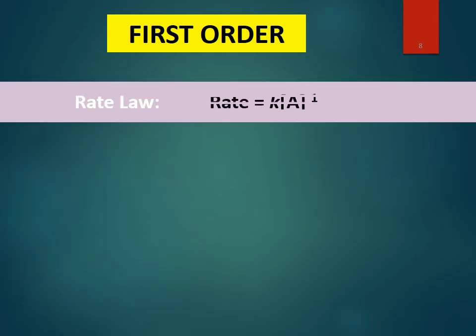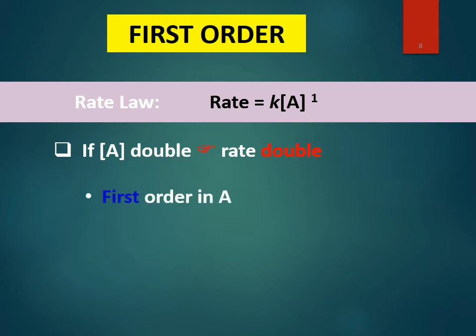First order of reaction, the general rate law is written as rate is equal to rate constant k[A] to the power of 1. So if your reactant A doubles, it will also affect my rate of reaction, which is my rate will also double. So it is first order in A, and the overall reaction is also first order.